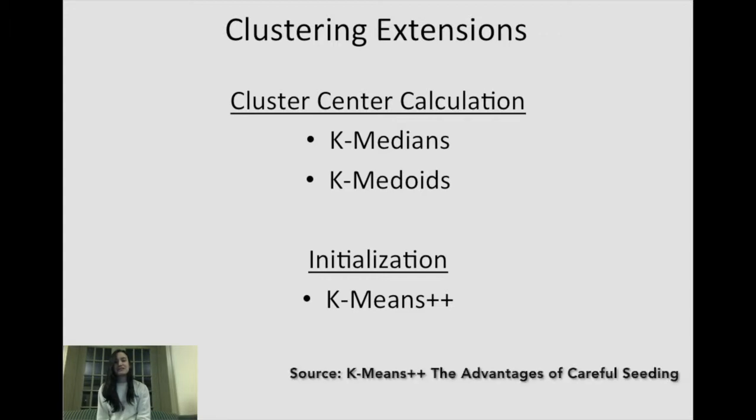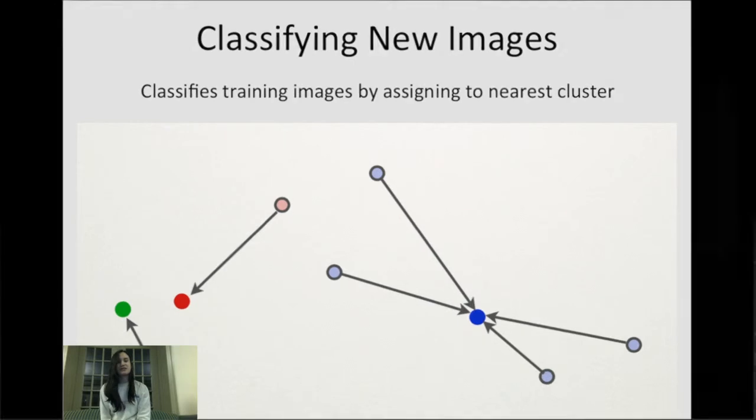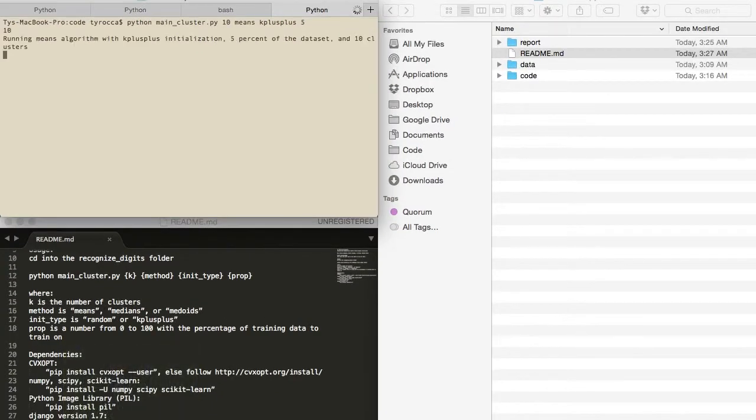In addition, we attempted using k-means++ as a way to improve the initialization of cluster centers such that they are well distributed among the data points. We were then able to classify new images from a test set that the algorithm had never seen before by finding the cluster center whose distance from that image is minimized, and then categorizing that digit as the majority element of the corresponding cluster. Here's our code running the k-means algorithm on 5% of the data with k++ initialized clusters. As it runs, it will output its clusters.